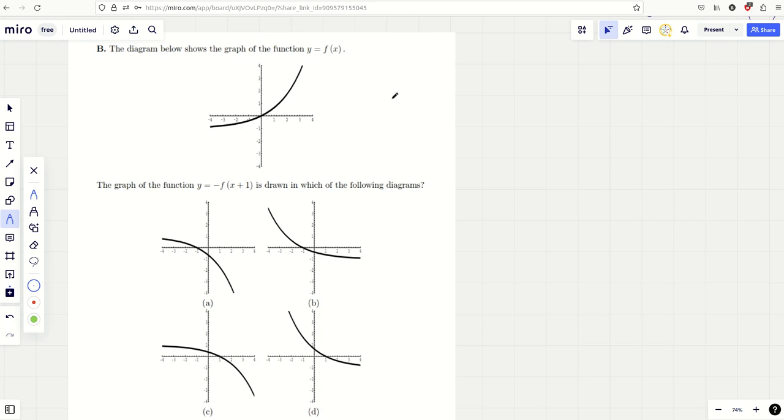Okay, so this is f of x. So what does f of x plus 1 look like? It looks like, of course, move 1 back to the left. So it's now going to be going through minus 1, something like that, yeah?